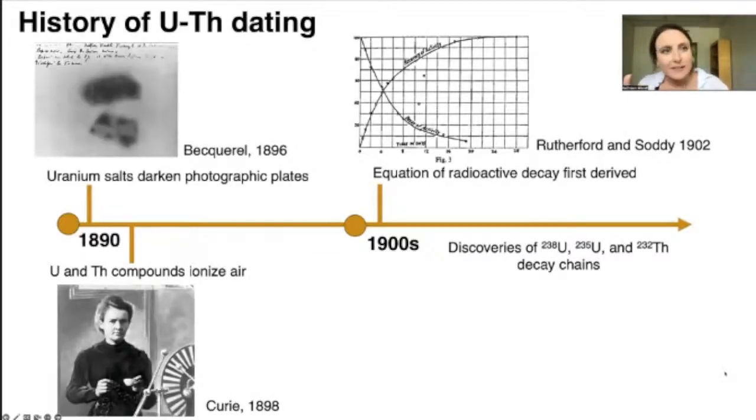Let's take a break now from systematics and talk a little bit about the history of uranium-thorium dating, which I always find to be really interesting. So starting at the very beginning, Henri Becquerel in the 1890s had the bright idea to take a bunch of uranium salts and put them on a photographic plate. He then put this plate into his desk drawer, which is dark, and left it there for some time. When he returned and developed that plate, he noticed that the uranium salts darkened his photographic plate.